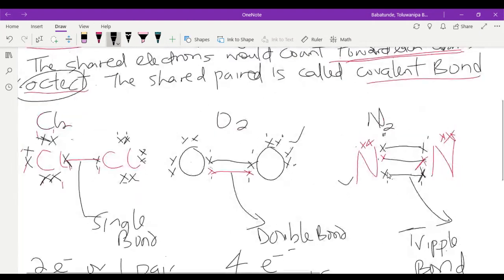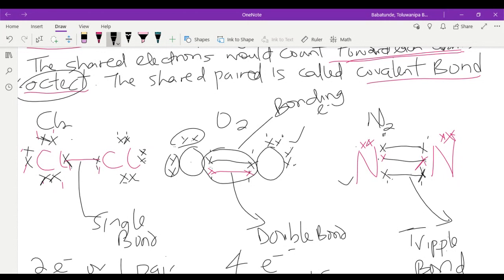In this Lewis structure, we have what is called bonding electrons and non-bonding electrons. So the electrons that are actually taking part in the bonding, in case of oxygen right now, these electrons here, they are actually participating in the bonding. So we call them bonding electrons. And those that are not taking part in the bonding, just like all these ones here, we call them non-bonding electrons.